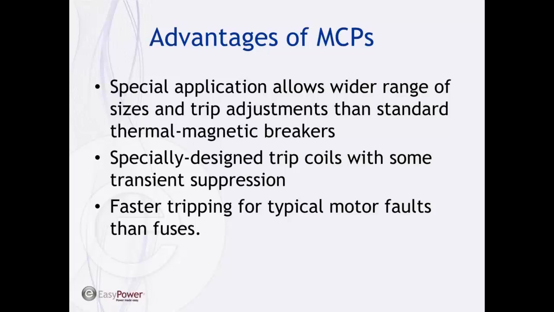And so you can fine-tune your instantaneous trip to the motor, locked rotor, and inrush current much better than you can with a thermal-magnetic breaker. And the MCPs, at least according to the manufacturers, have specially designed trip coils with some built-in transient suppression to help deal with this issue of the extremely high inrushes we see these days with energy efficient motors.